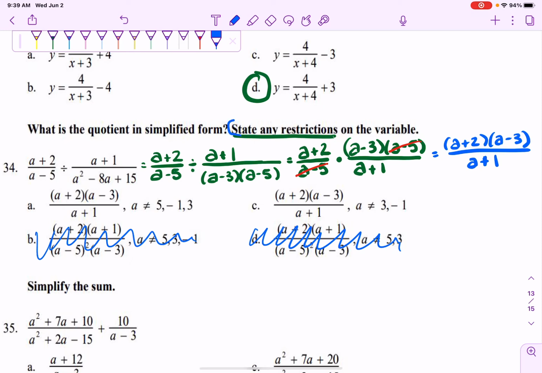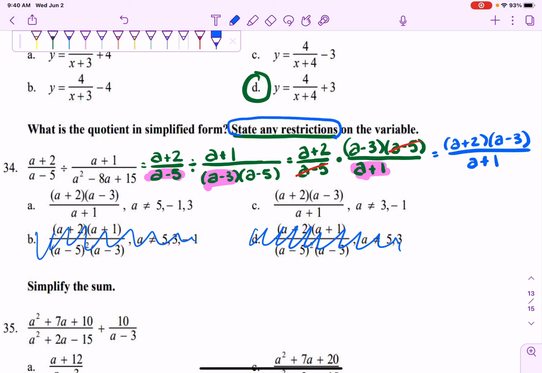So let's talk about the restrictions. The restrictions happen with anything that could be on the bottom of a fraction. So I'm going to go through and look for unique things on the bottom at any point during the problem. So I can see a minus 5 was in the bottom. A minus 3 was in the bottom. I already have a minus 5, so we're good. A minus 5 we already have. A plus 1 is different. And then a plus 1 down here. So I have 3 things in the bottom.